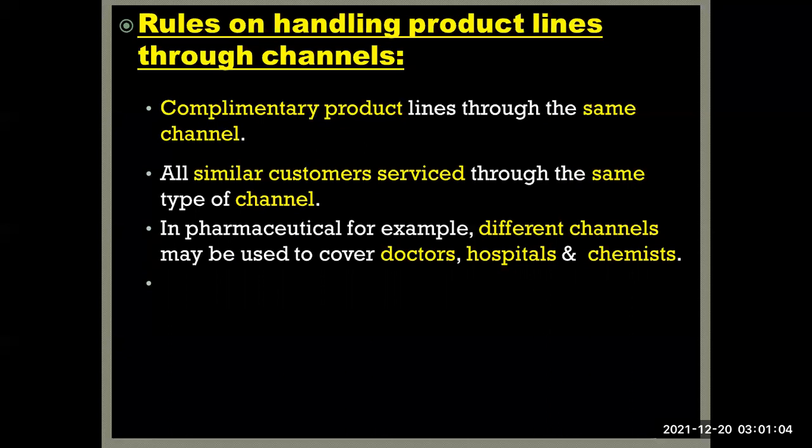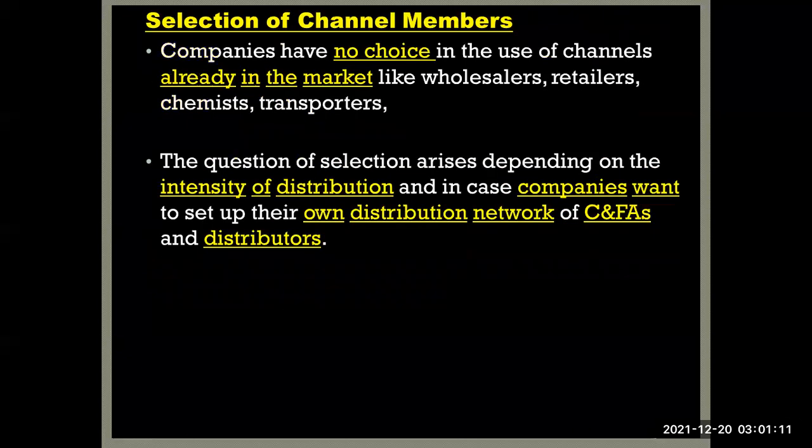There are different sets of salespeople who are covering hospitals. There are different sets of people who are approaching chemists. Selection of channel members: the companies have no choice in the use of channels already in the market, like wholesaler, retailer, chemists and transporters. So in the FMCG sector, there are already well-defined wholesalers, retailers, chemists, transporters.